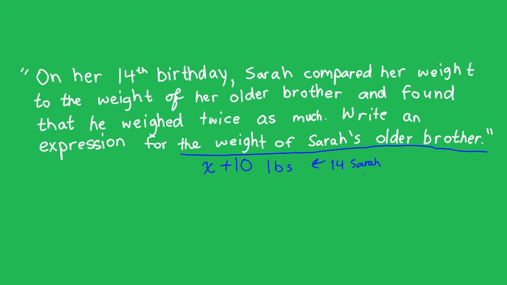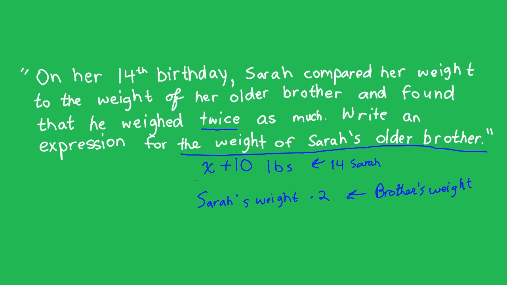In this problem we have one value, Sarah's weight, and we have another value, her brother's weight, and we know how these two values compare. It says that her brother's weight is twice as much as Sarah's weight, twice being a code word for multiplied by 2. And we're asked to write, as I said before, an expression for Sarah's older brother's weight. So we take Sarah's weight when she's 14, and we multiply that by 2, and that should give us an expression to represent her brother's weight.